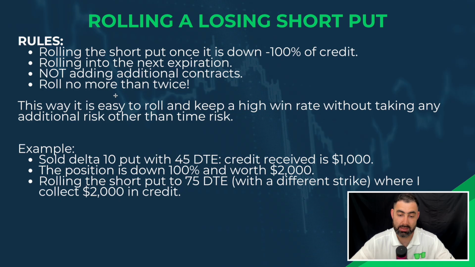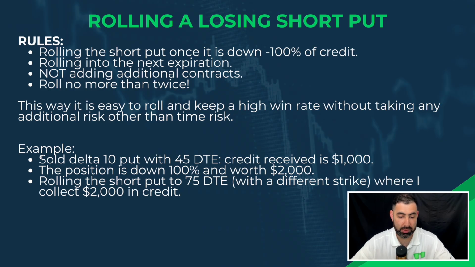So this way it is easy to roll and keep a high win rate without taking any additional risk other than adding time risk. So when you roll, you do add risk to the position. You might not open any extra contracts, but you will stay in a position for longer because you have a longer expiration. Now it depends, price can move and everything can be fine, but in theory you are adding time risk, which is also a form of risk, but in this case this is preferable as opposed to just adding more contracts, and then you will have way more dollar risk.